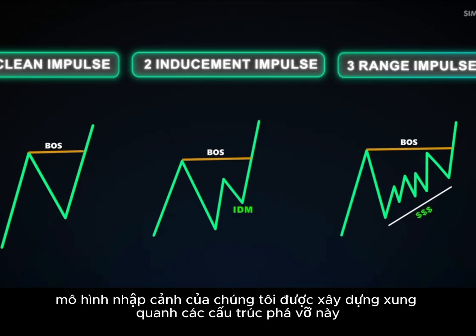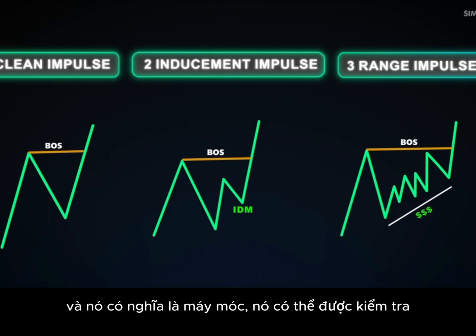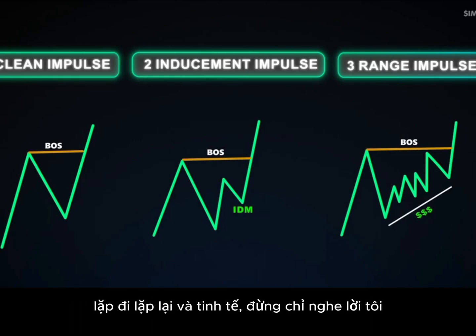Now here's the key. Our entry model is built around these breaks of structure, and it's mechanical, meaning it can be tested, repeated, and refined. Don't just take my word for it, backtest it. See the results for yourself.